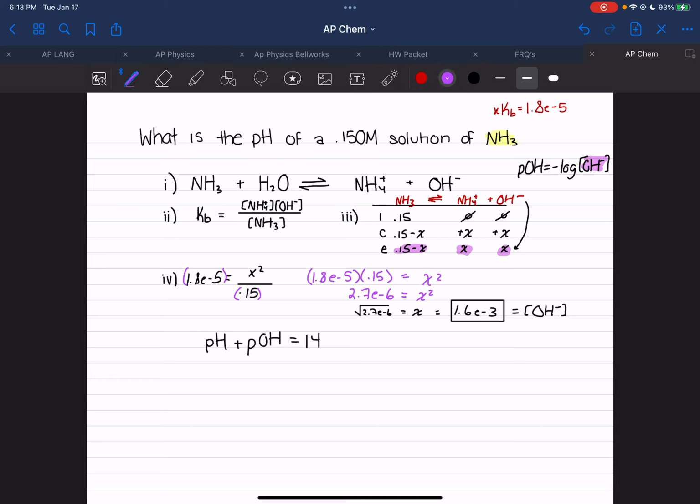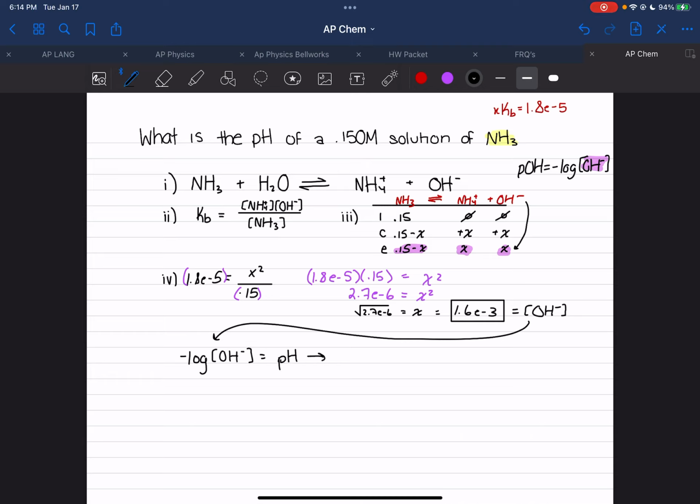How I think of this is that pKa plus pKb equals pKw. That's the correlation. Okay. So now I have the concentration of the OH, which I'm going to go ahead and plug into the formula, which is negative log of the concentration of the OH to give me my pOH.